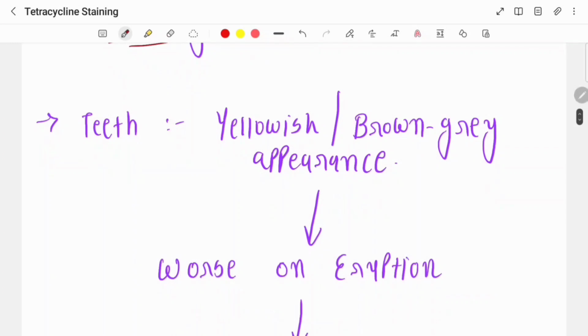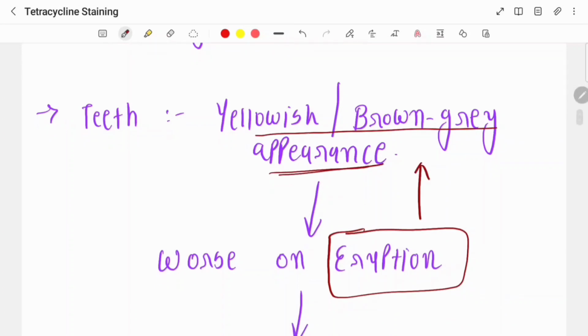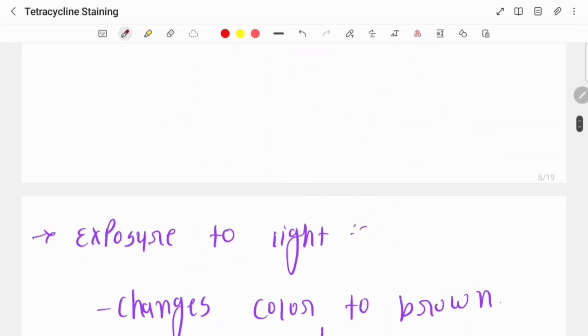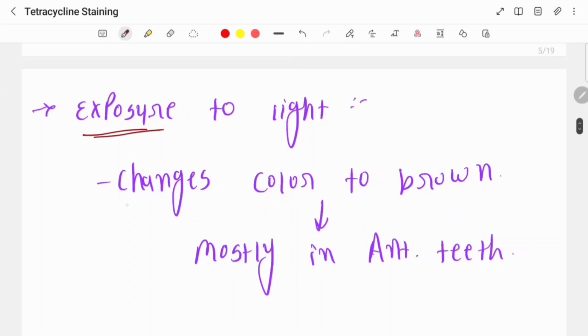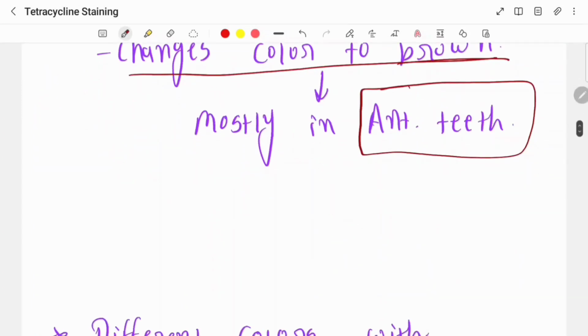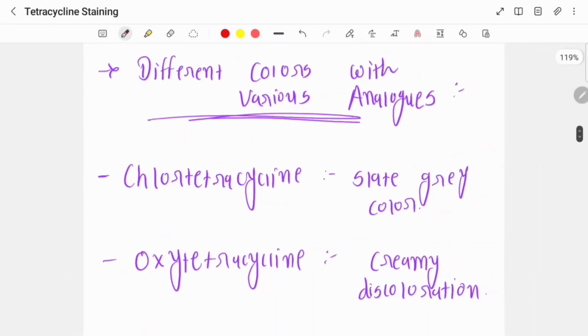Clinically, when you see teeth affected by tetracycline at the time of eruption, these teeth have a yellowish or brown grey appearance. Then it will be reduced with time, and whenever these teeth are exposed to light, they will change color to brown. Anterior teeth are particularly susceptible to light induced color changes because they are more exposed to light.